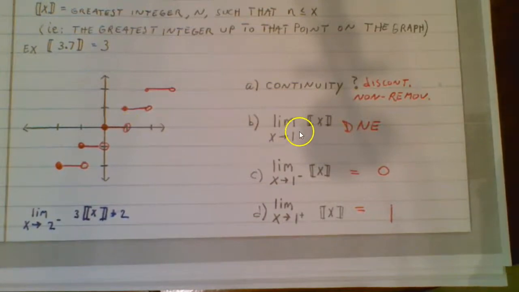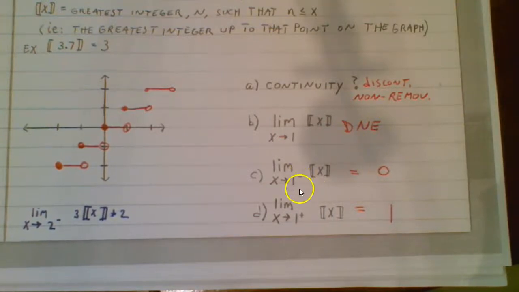Notice this doesn't say from the left or from the right. It just says 1. So I have to look at both sides of this. As I approach 1 from the left, we can see our limit would be 0. But as I approach 1 from the right, you can see our limit would be 1. So because they are different answers from the left and from the right, we would say that there is no limit as x approaches 1. So it does not exist on this one.